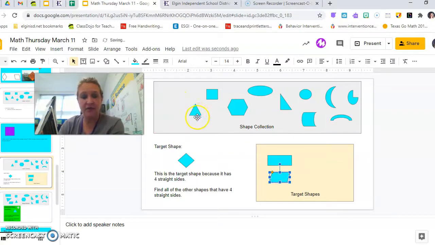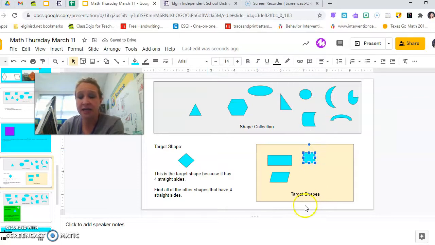All right, how about this one? Does this have 4 straight sides? No, what do you mean no? It only has 3? Let me check. 1, 2, 3. You're right. All right, what about this one? Does this have 4 straight sides? 1, 2, 3, 4. Yes, it does.